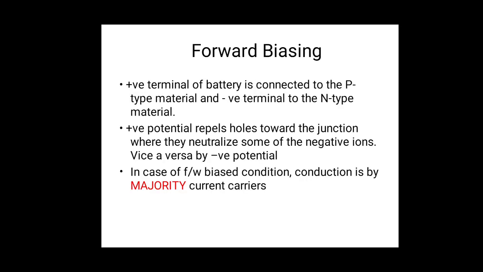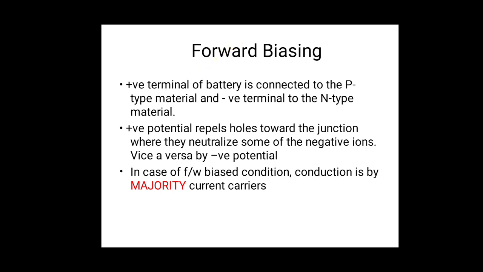The forward biasing of a diode. So what is forward biasing? Here, the positive terminal of the battery is connected to the positive terminal of the diode, and the negative terminal of the diode is connected to the negative terminal of the battery, which is called the forward biasing method. Once again, the positive terminal of the battery is connected to the p-type material, and the negative terminal of the battery is connected to the n-type material, which is called the forward biasing method.